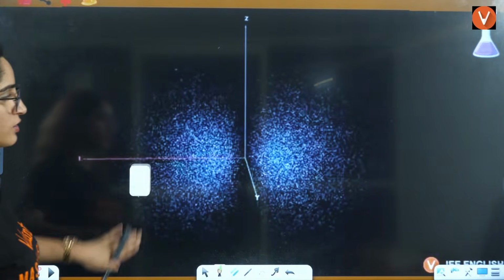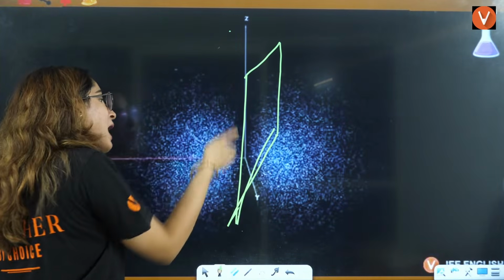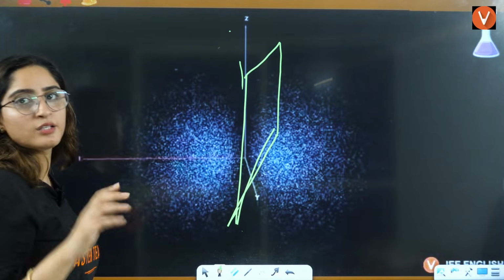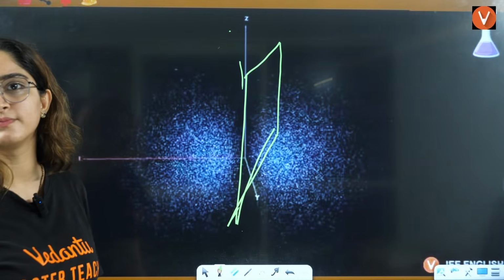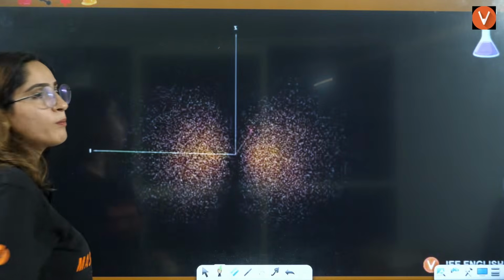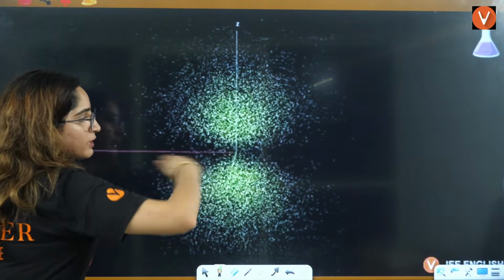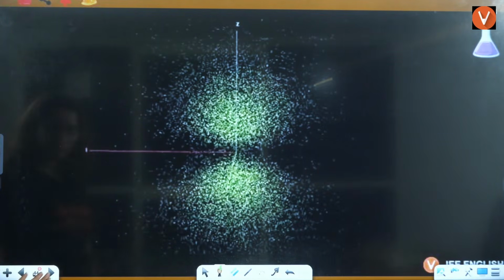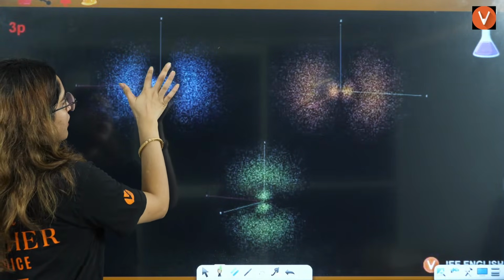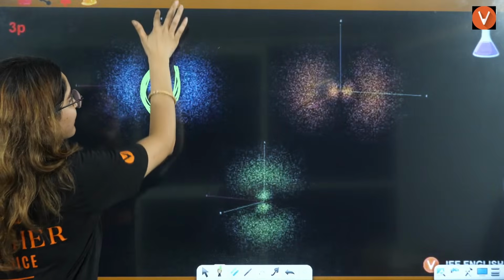This is the angular node. This is a plane. If you pass this plane, then along this plane the probability of finding the electron is 0. Okay? Along this plane, the probability of finding the electron is 0. Here, this is the radial node, and this is the angular node.